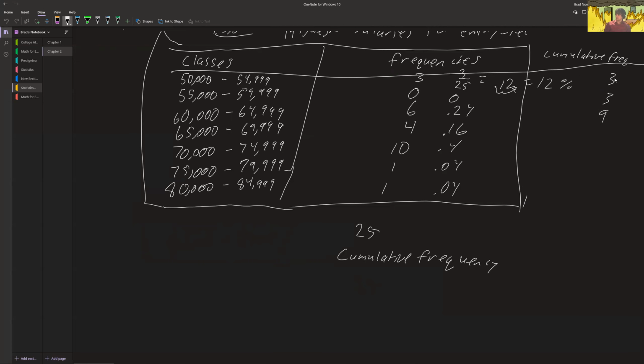So 3, that's all I have. 3 plus 0 is 3. 3 plus 6 is 9. 9 plus 4 is 13. 13 plus 10 is 23. 23 plus 1 is 24. 24 plus 1 is 25. And I see that I have a grand total of 25 for my cumulative frequency in my last class. You should note the cumulative frequency of your last class should be equal to your sample size.